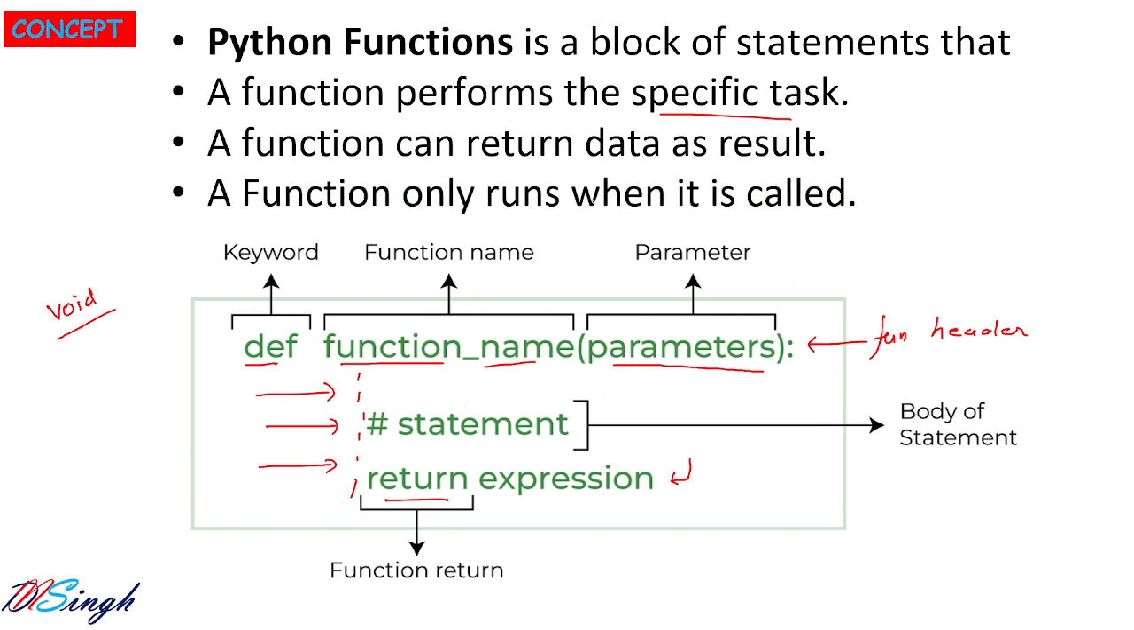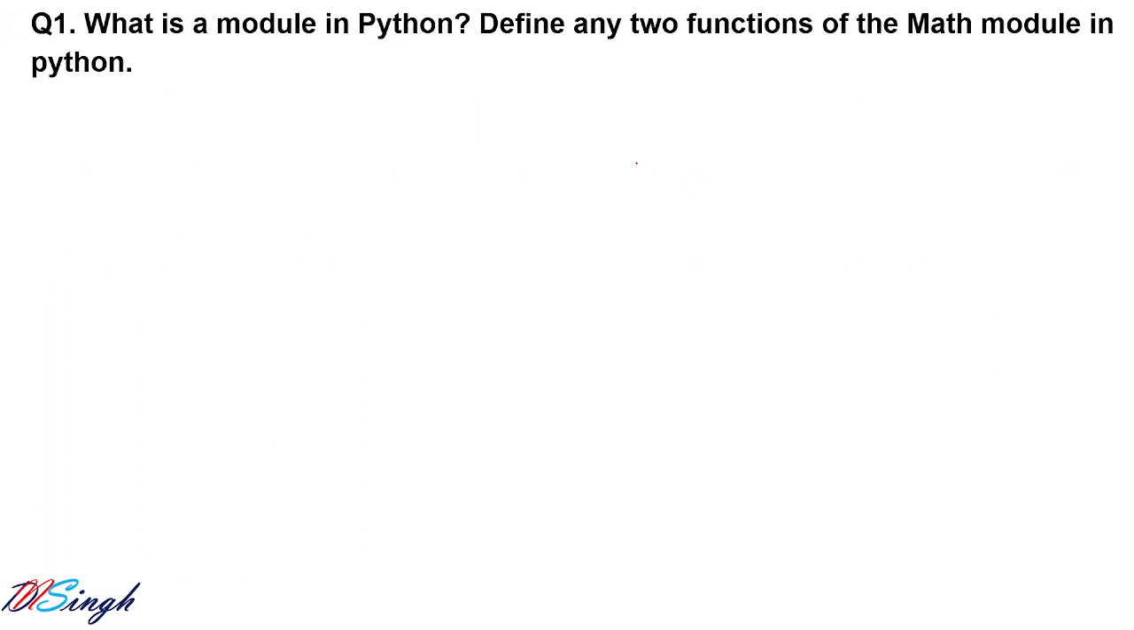A function only runs when it is called. So for the function code to execute, it is necessary to call that function from another function or from inside main. So a function call is very necessary for execution of the function. So this is a little bit about the concept. Let us move to our first question.